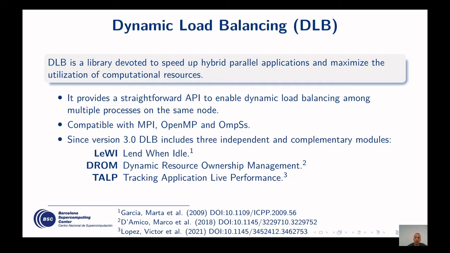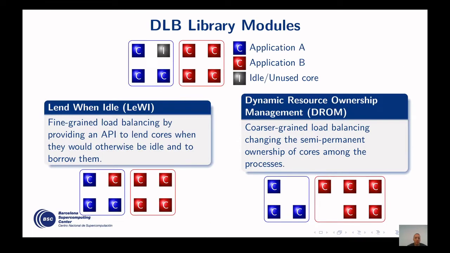Since version 3.0, DLB is divided in modules. We have LEWI, which is the Lend When Idle module, which we will explain in detail later. We have DROM, and there is another module called TALP, which tracks application performance. In this work, we use two of the three modules of DLB, LEWI and DROM.